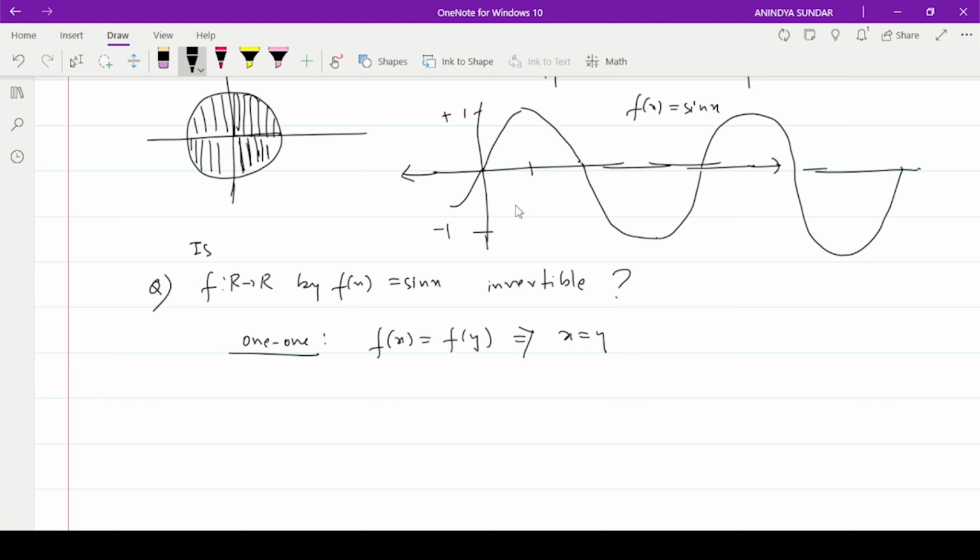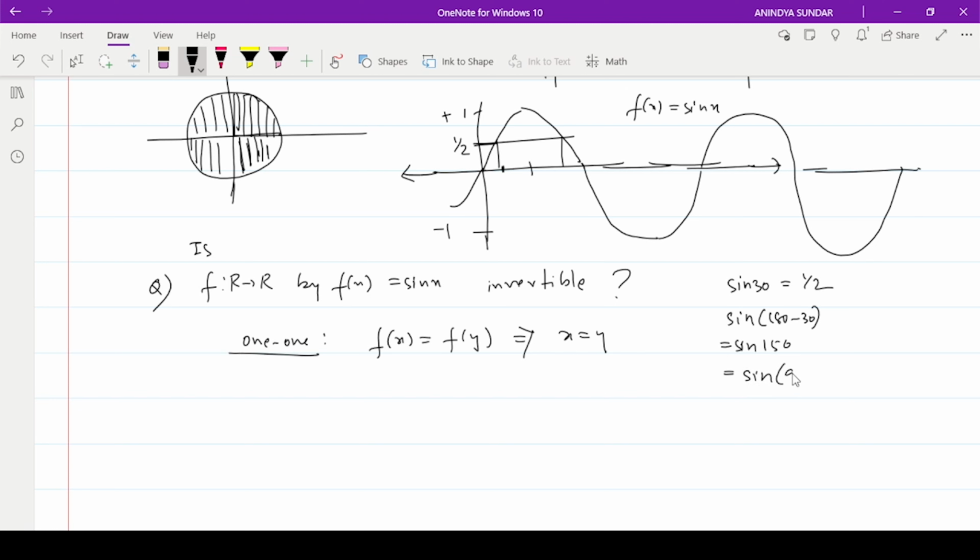Say, what is sin 30? Sin 30 will be somewhere here, and I know that at sin 30 I will get half. And what is sin(180 - 30), which is equal to sin 150? What is the value of sin 150? Okay, I will try to find the value of sin 150.